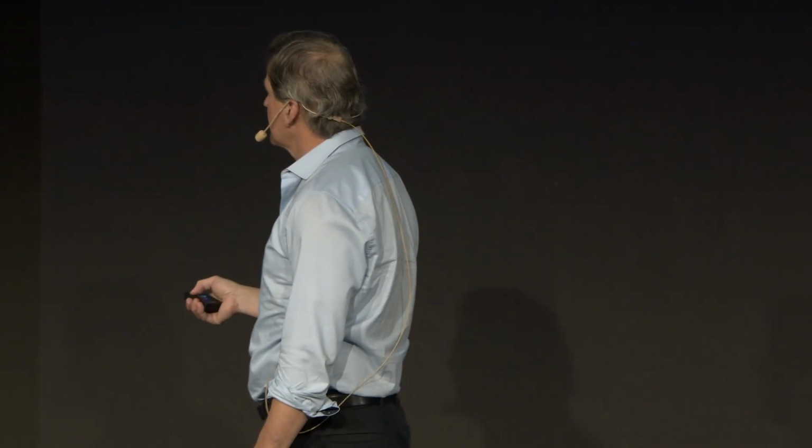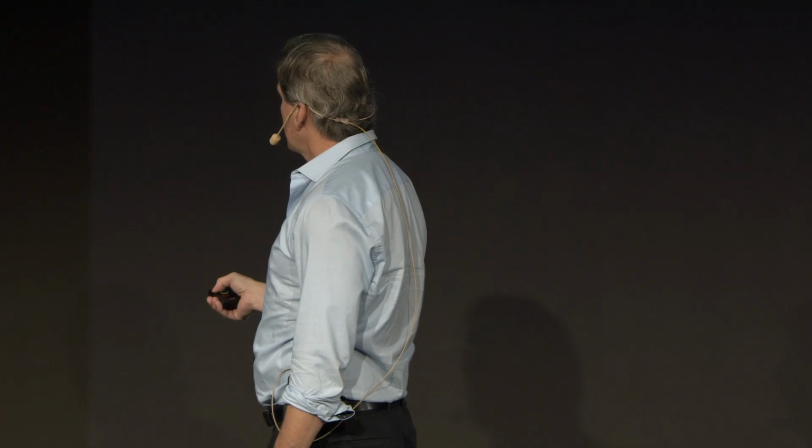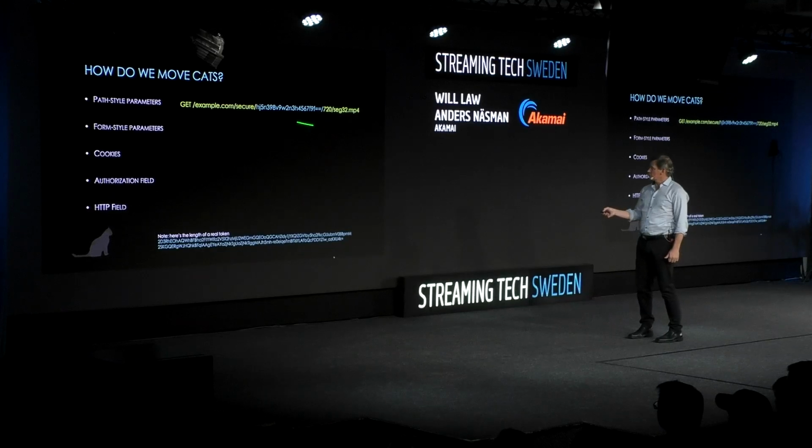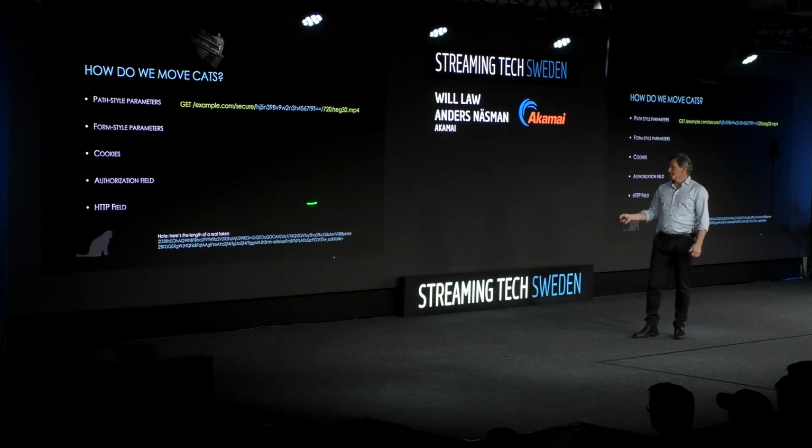So how do we move CATs across the wire? There's a number of ways to do it, and I think none of them will actually surprise you in the delivery realm. So the first is a path style parameter, where we just have a URL and we embed our token as part of the path. And notice I've put a short token in so it fits on the screen. Down the bottom is an actual real length token. So it's a little bit larger, but it's not crazy big either.